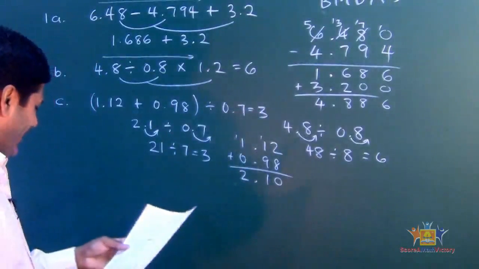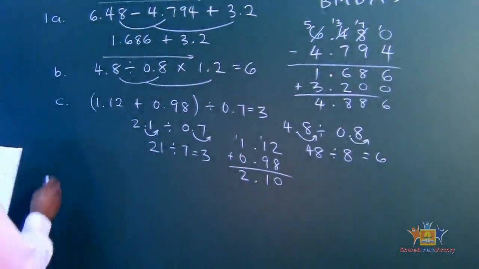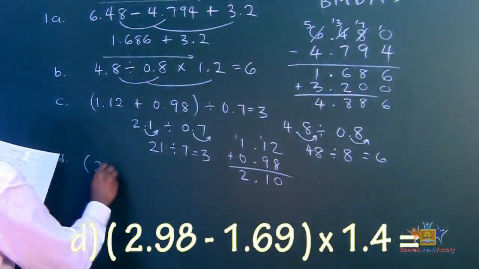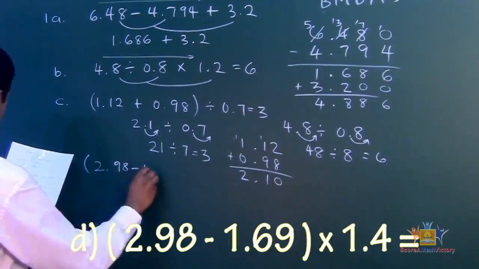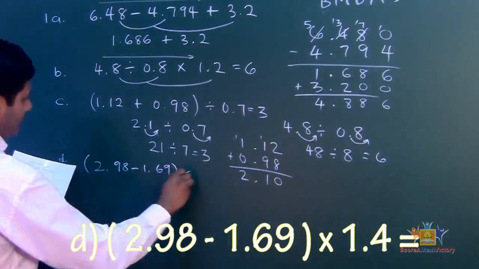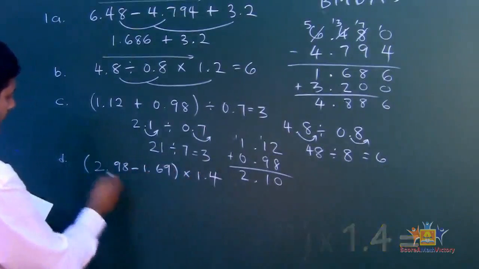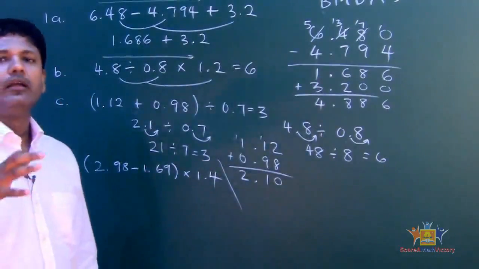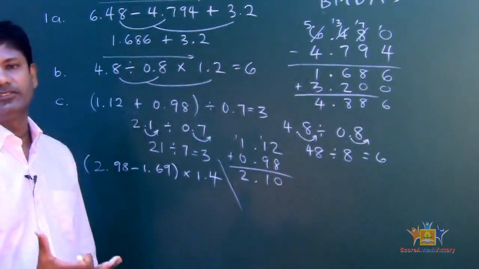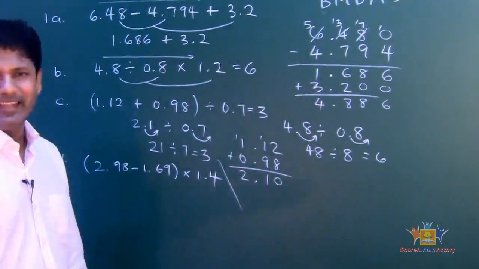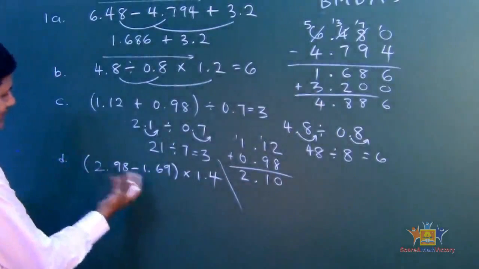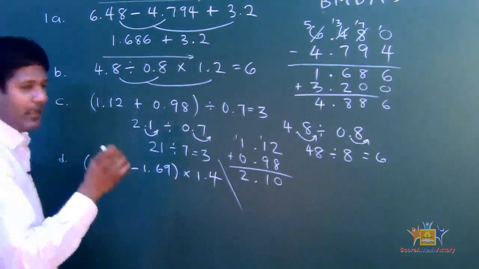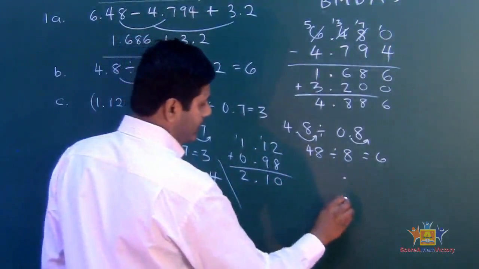Okay, good. Let's look at problem number D. D, you're given 2.98 minus 1.69 in brackets, times 1.4. But look at the bracket. The moment you see the bracket, it should tell you whatever's inside the bracket has to be done first. Then I'm going to multiply. Whatever is inside the bracket has top priority. In this case it's subtracting, so I'm going to grab them by the decimal and line them up, decimal right there, decimal right there.